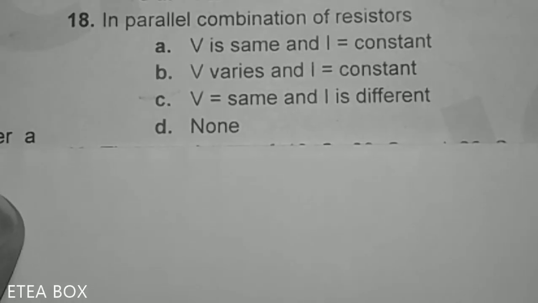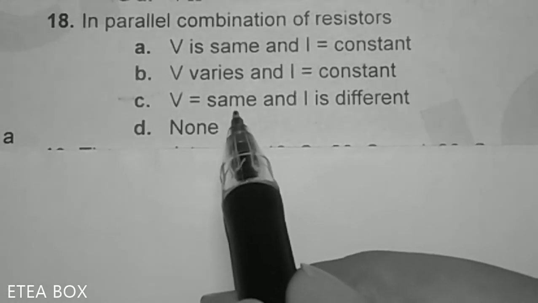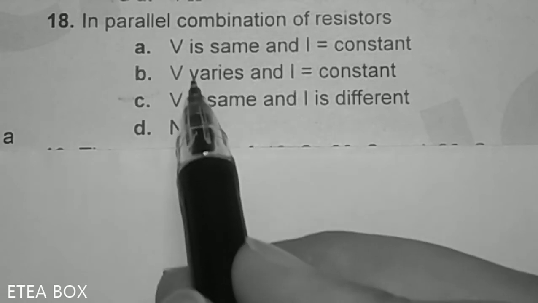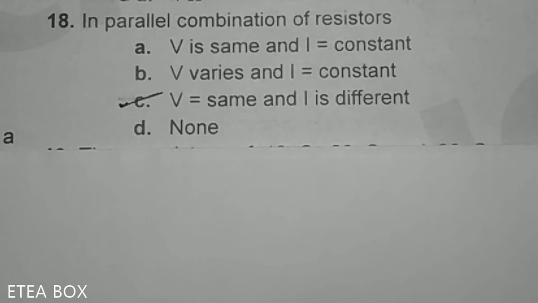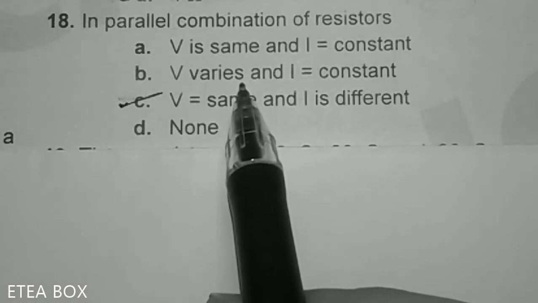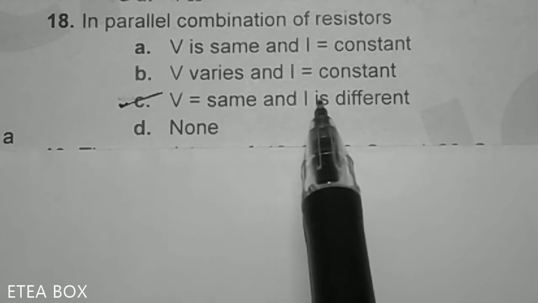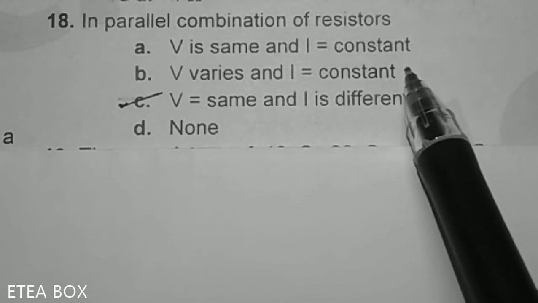In parallel combination of resistors, the voltage is the same across each resistance and the current is different. Option C is correct. While in series the voltage varies and the current is constant. In parallel the voltage is the same and current is different, while in series the voltage varies and current is constant.